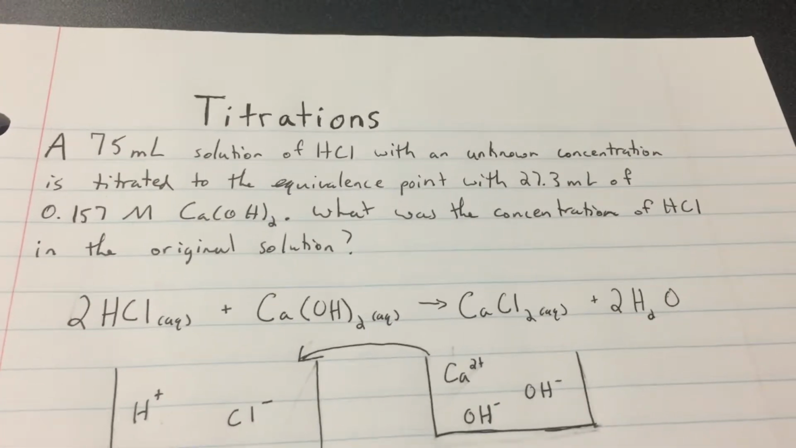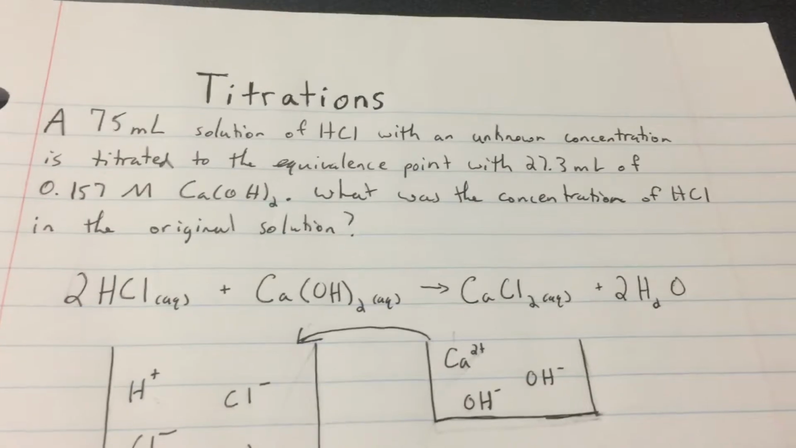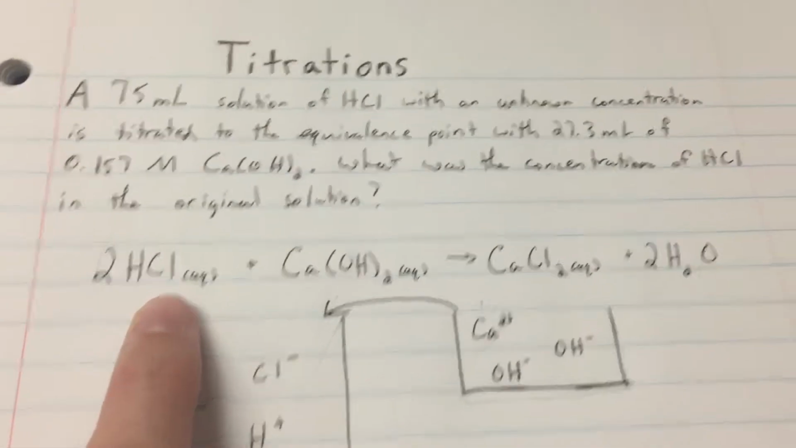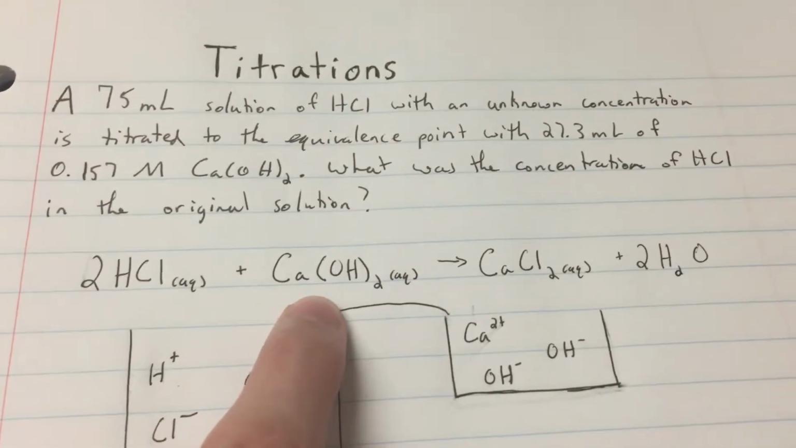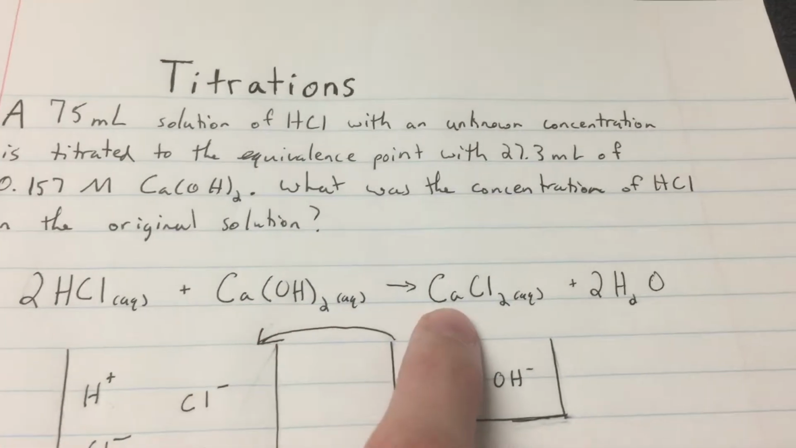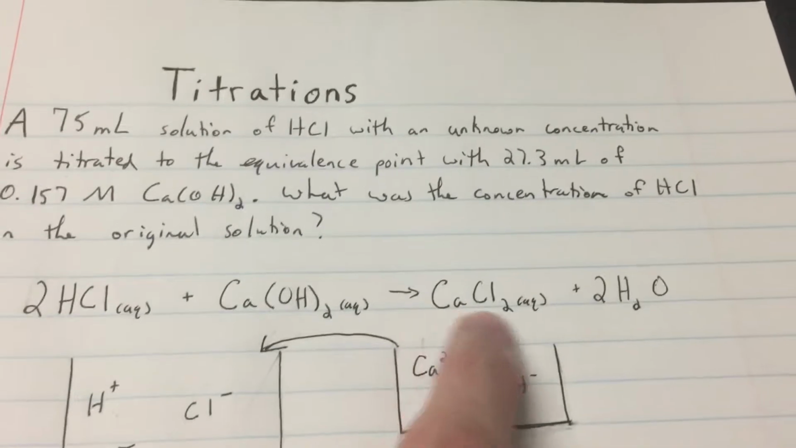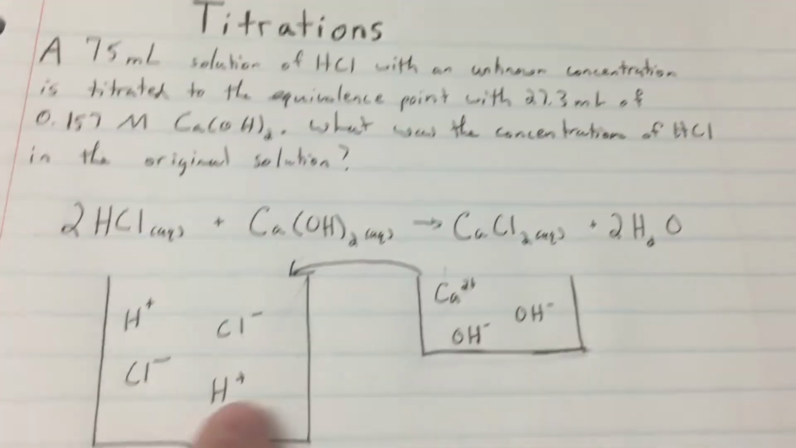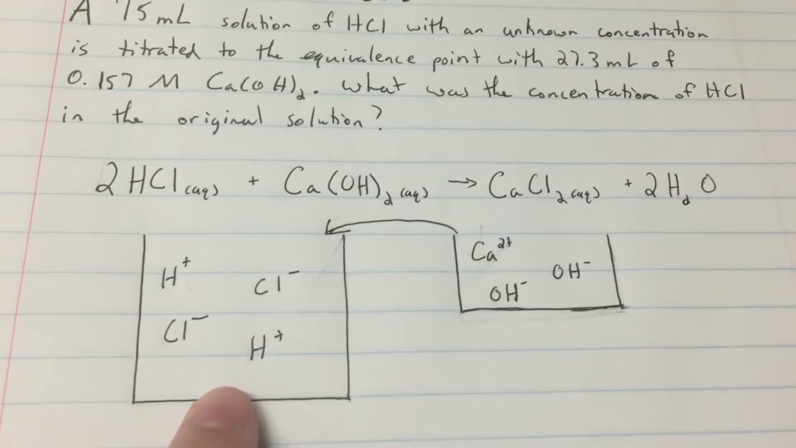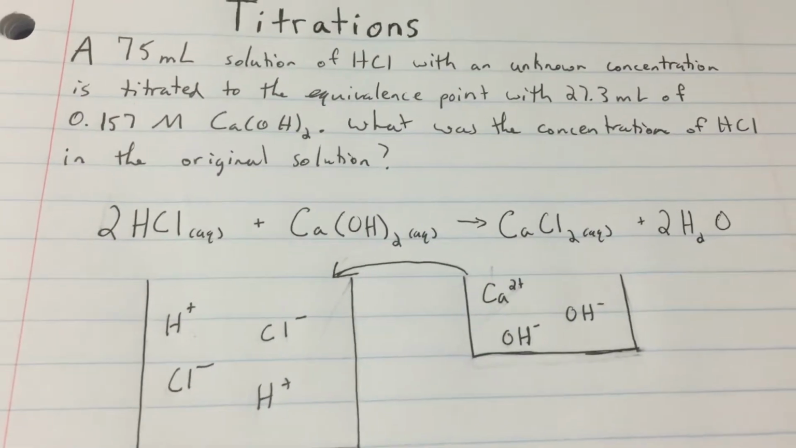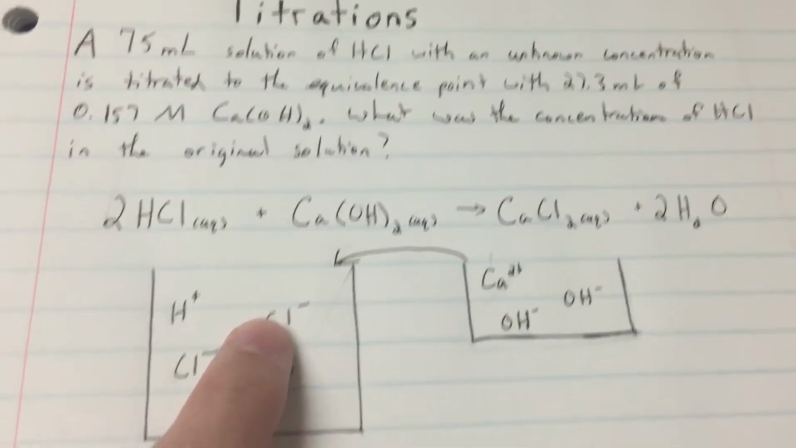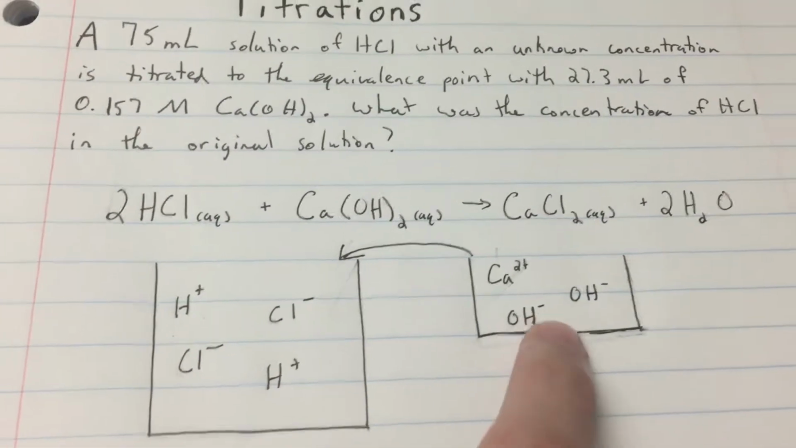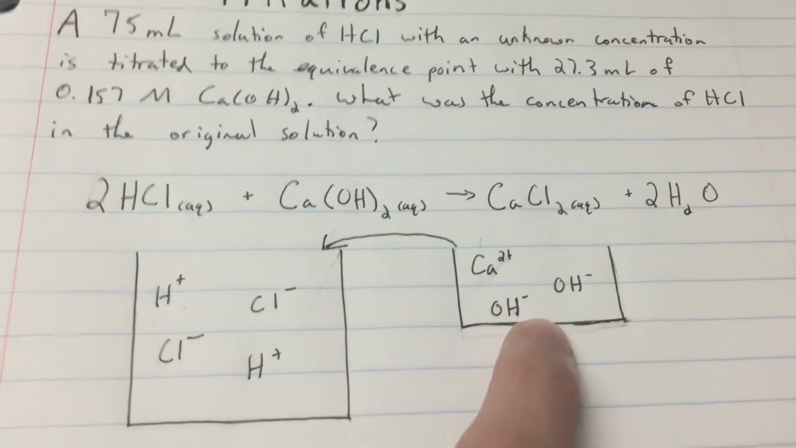The first step is to write a balanced equation. This equation can be seen here. 2 moles of hydrogen chloride plus 1 mole of calcium hydroxide yields 1 mole of calcium chloride plus 2 moles of water. This diagram right here is a visual description of the above reaction. You have the 2 moles of hydrogen chloride and the 1 mole of calcium hydroxide.